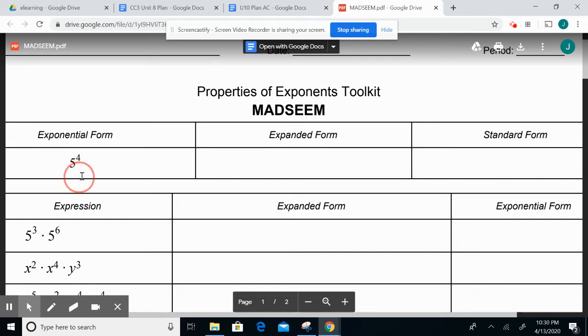What do they mean? This is exponential form. 5 to the 4th power. What does that actually mean, 5 to the 4th power? Well, two things to keep in mind. Number one, what is the operation? Addition, subtraction, multiplication, division. Every time you see an exponent, it's going to be multiplication.